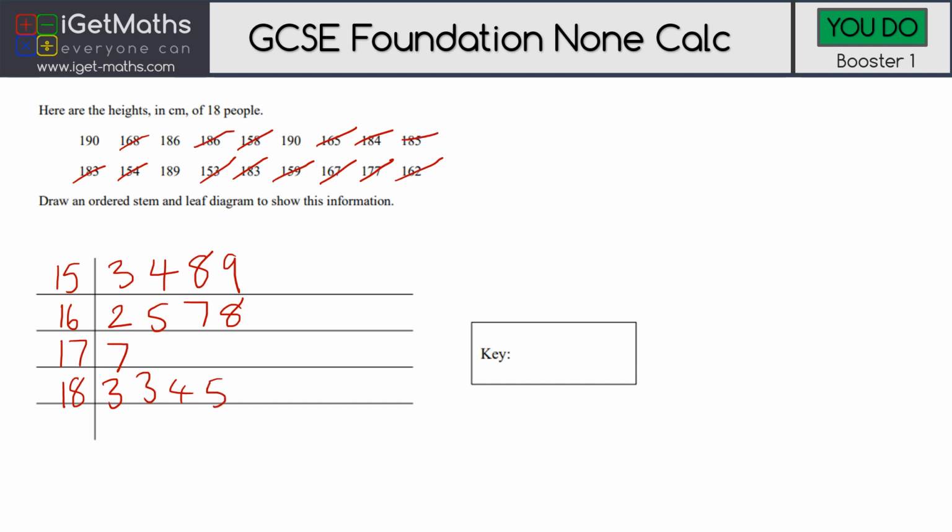185, 186 twice, and then we've got into the 190s, so we've got a stem of 19, then we've got a 0 twice. And just be careful that you don't miss any out. I nearly missed this one out, which is 189, which thankfully just fits on the end of there. And then my key, I'm going to go with 18 line 3 equals 183.